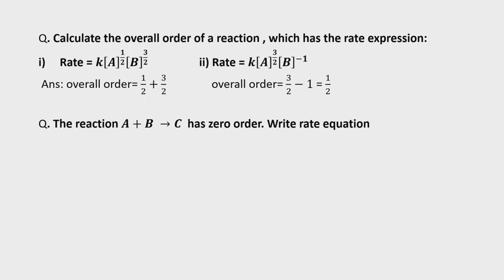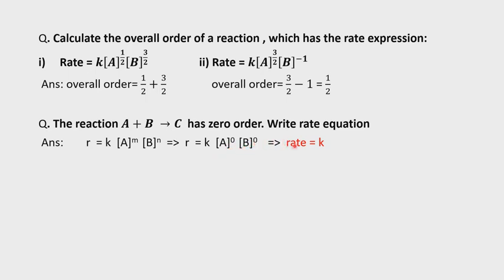Next, second question. The reaction A plus B gives rise to C has zero order. Write the rate equation. We have already learned how to write the rate equation. For this reaction A plus B gives rise to C, the rate of reaction is given by R equal to K into A power M B power N. Look at the question. It is clearly mentioned zero order. So M value is 0, N value is 0. A power 0 is 1, B power 0 is 1. So rate equal to K.